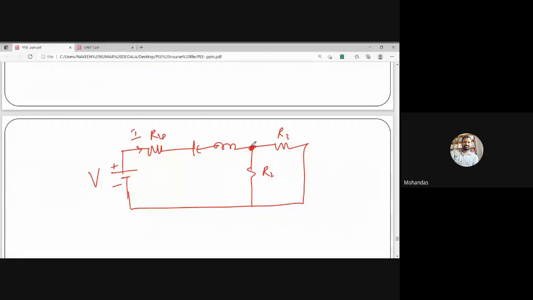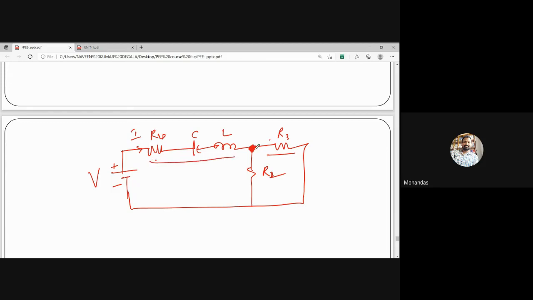At this particular point, how many elements? R1, R2, R3, R, L, C are called elements, and the voltage source is also an element. At this particular point, how many elements are connected? Please respond. One is R2, another is R3, then R4, C and L are connected. I will explain L and C later. For the time being, let us try to understand here.